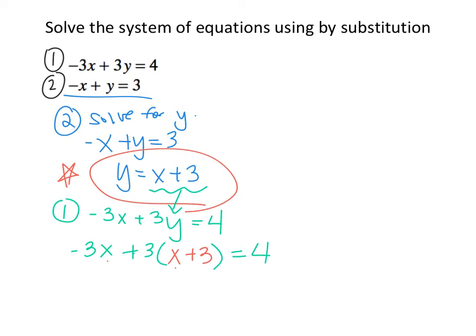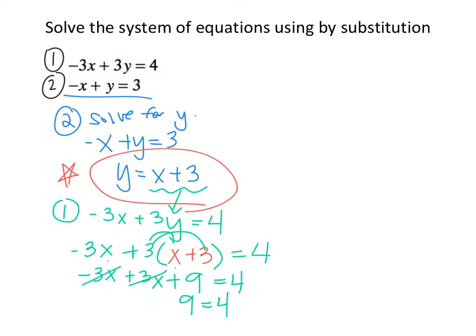So here I have negative 3x. Sorry, let me put that in black. Green. Negative 3x, distribute this, plus 3x plus 9 is equal to 4. Negative 3x plus 3x, this cancels each other out, right? So I'm left with 9 is equal to 4. So this is going to be one of the special cases. I already know it's either going to be infinitely many solutions or no solution, because my variable is gone.